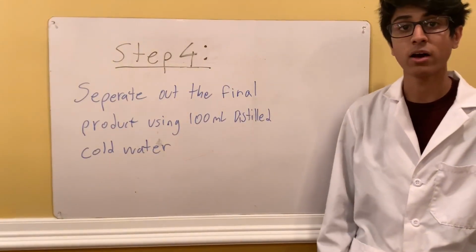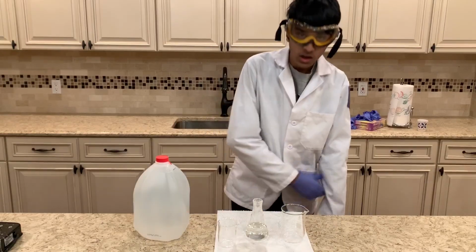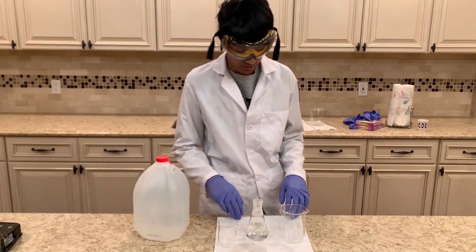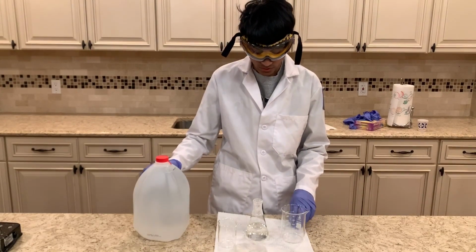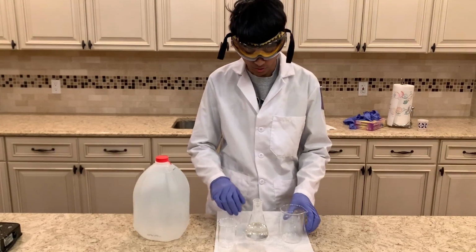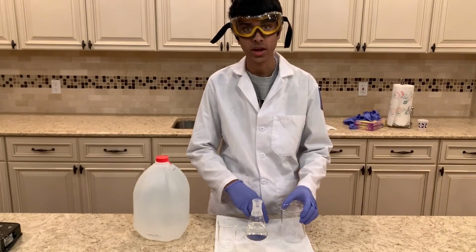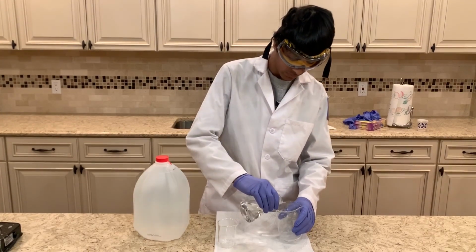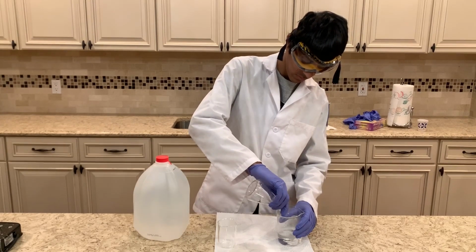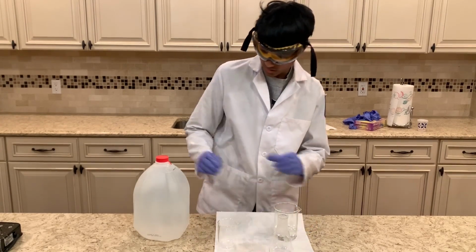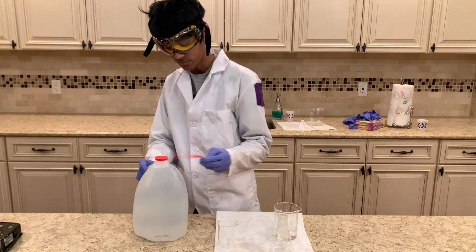Step 4 is to separate out the final product using 100 milliliters of distilled cold water. Now to separate out the methyl salicylate from the solution, we're going to add 100 milliliters of cold water. Since methyl salicylate is not soluble in water, it will be dense and form at the bottom, and then we can separate it out. Okay, and now we're just going to add 100 milliliters of the cold water.